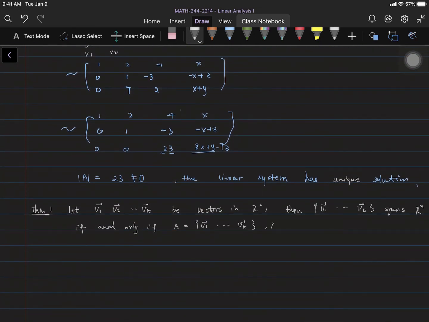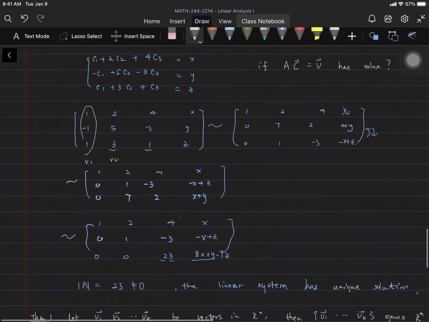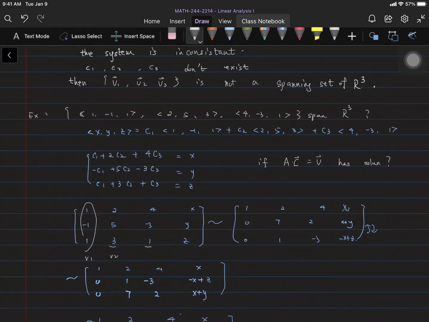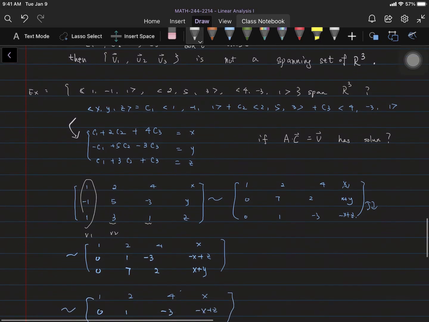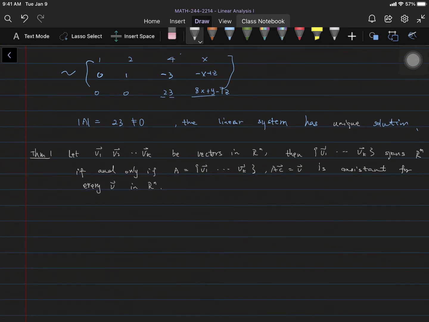A is made by these, and AC equals V is consistent. That means it has a solution for every vector V in Rn. This is just the general thing, but when you see the problem, we always set up the linear system. You can set it up from the definition of linear combination, like the first step, and then do the second step, or you can just set up AC equals V. What is A? Change the vectors into columns, make the columns of A, and you can create A. Either way, they are the same thing.